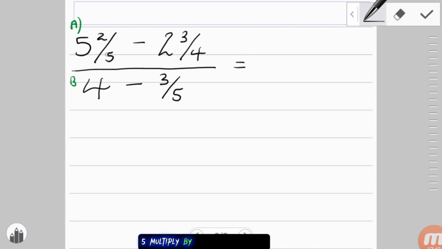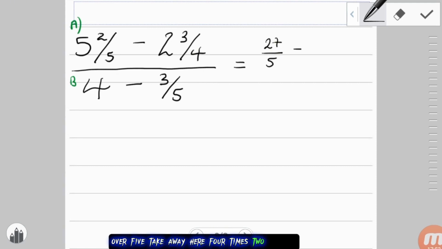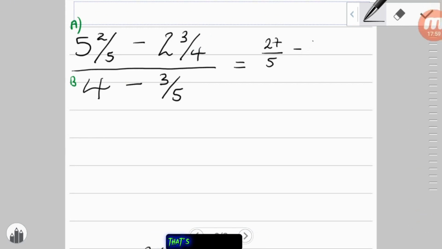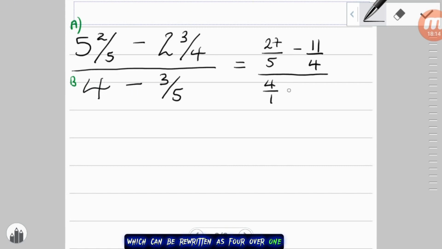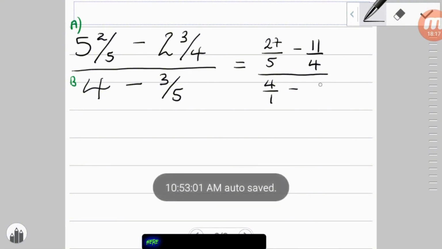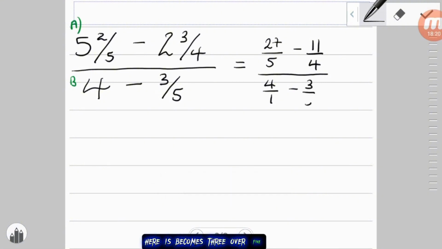5 multiplied by 5 is 25, plus 2 is 27 over 5. Take away, 4 times 2 is 8. 8 plus 3 is in fact 11. So that's 11 over 4. There is nothing here to really convert, but please take note that this 4 is a whole number, which can be rewritten as 4 over 1. Take away, nothing to convert here. This becomes 3 over 5.